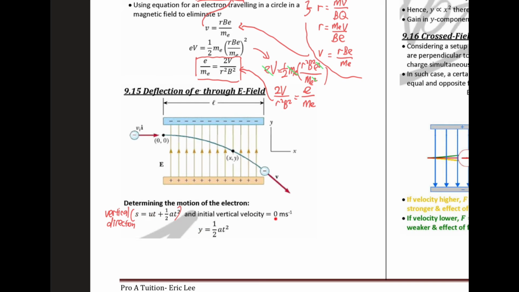The u is 0 because vertically it is not going down at the beginning. It will go down after a while. Initially it is not going down, so u equals 0. You substitute here, and the ut term is gone already. Only half at squared remains. So that's why we have this half at squared. After that, let's move on to the other side.